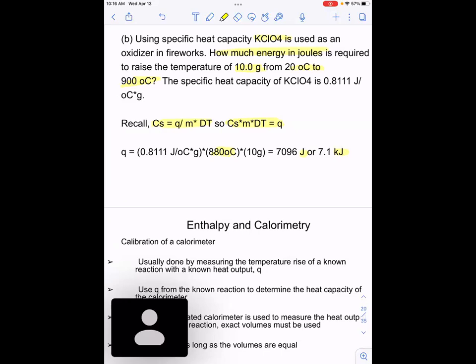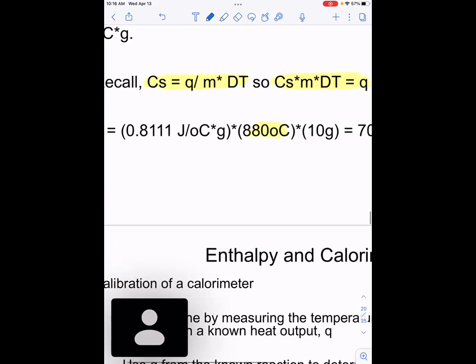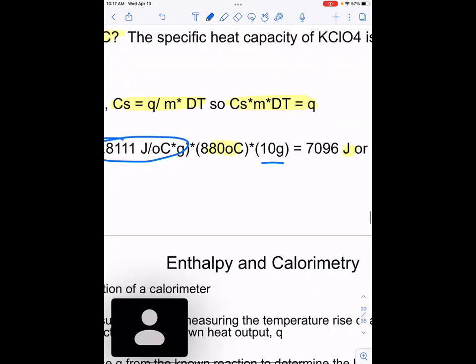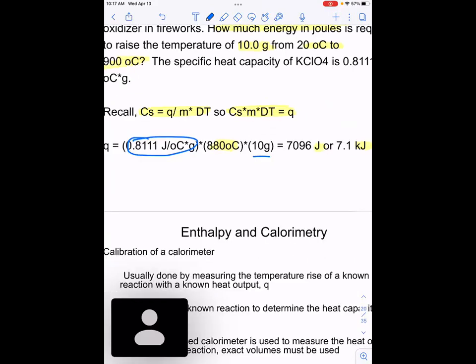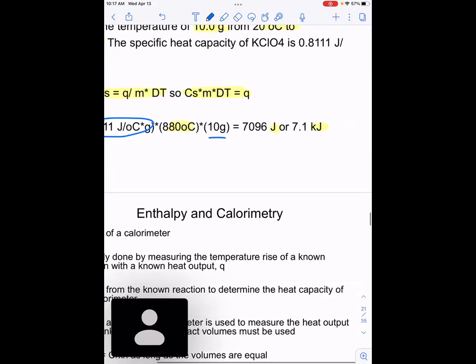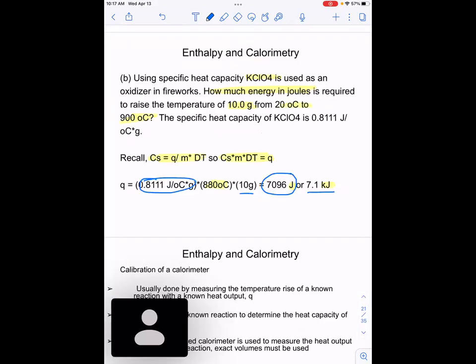we have our specific heat. This is a known value. You can look that value up. There's a table that I'm going to give you that has the different specific heats. There's a table in the book. Regardless of which book you're using, there's a table of specific heats there as well. So that's a known value. And then we have a mass of 10 grams. So all we're doing is calculating that amount. And what we get is 7,096 joules, or we can write this as 7.1 kilojoules. All right, any questions about those two examples?